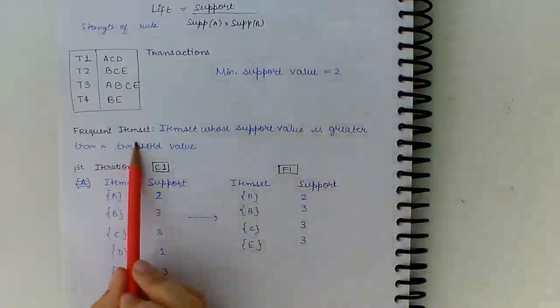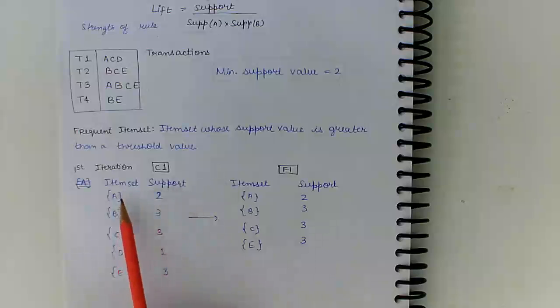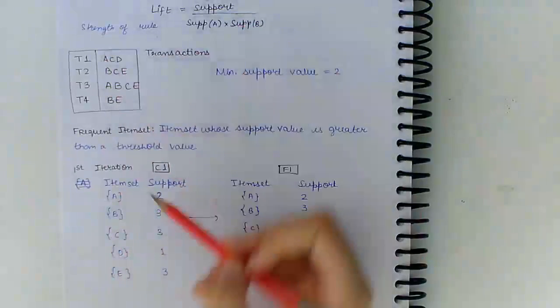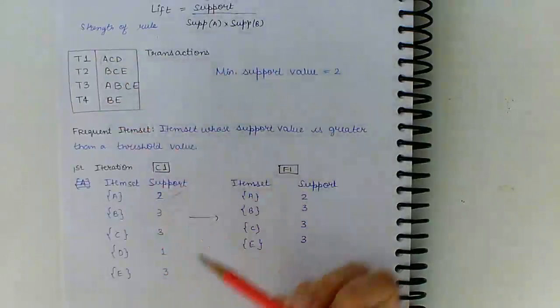An item set whose support value is greater than the threshold value is known as a frequent item set. So let's start with our first iteration. In the first iteration, we have to calculate support for each item A, B, C, D, E. So A occurs 2 times, so we write 2 here. B occurs 1, 2, 3 times, so we write 3 here. Similarly for C, D, and E, we complete the table.